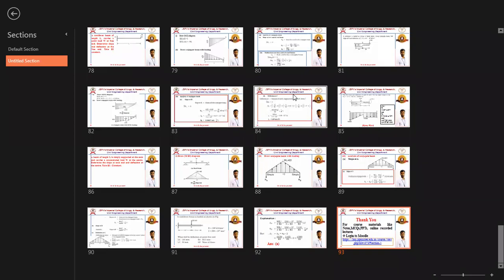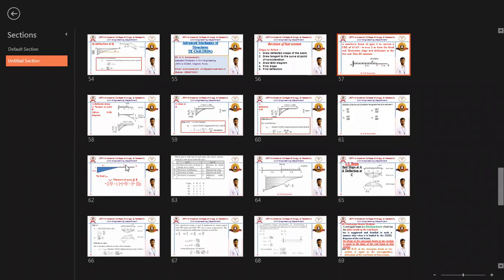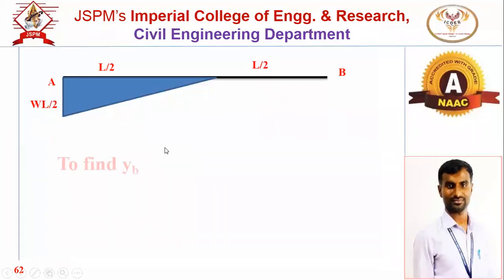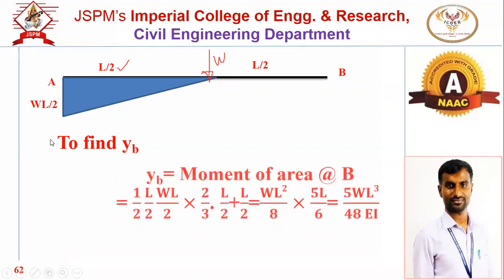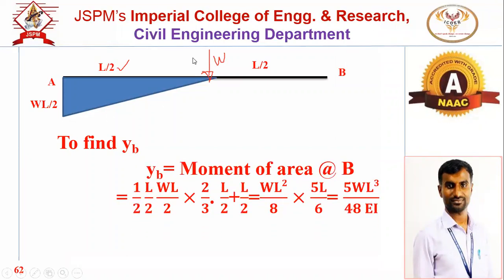So that moment will be W L by 2. Okay. So here it is W, and this is L by 2. So the moment will be W into L by 2, or we can say WL by 2. So for the deflection, consider the moment of area about point B.